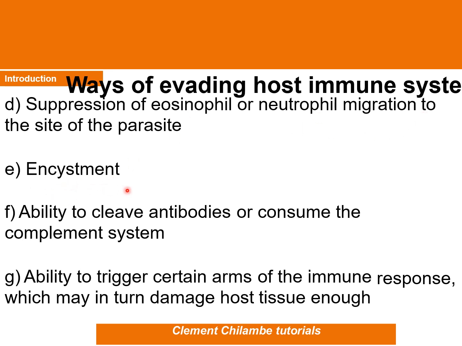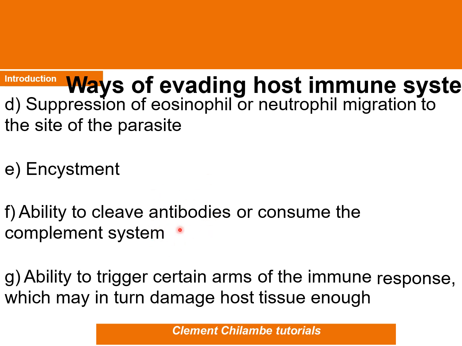Then there is encystment, okay? Encystment is around the development of certain parasites. When they undergo encystment, it is also very difficult for the host immune system to eliminate them. Then the ability to cleave antibodies or consume the complement system. Remember, the complement system plays an important role, working together with the immune system to eliminate the unwanted foreign substances in the body.